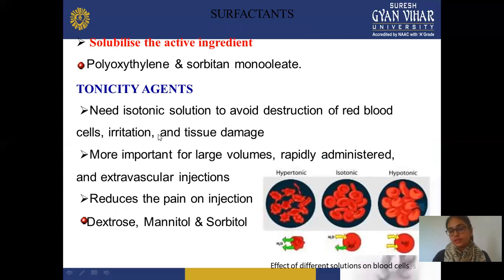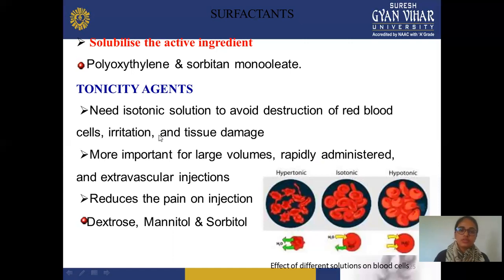Next is a surfactant. Surfactant is also another excipient, and it's also very important to maintain the proper formulation. It reduces the surface tension of your formulation. And in this, it solubilizes the active ingredient. If your drug or any ingredient is insoluble, then with the help of this surfactant, you can easily solubilize it, enhancing the solubility of all ingredients, including API and excipient. This surfactant is also used for solubilizing the active ingredient. Examples of surfactant are polyoxyethylene and sorbitan monooleate.